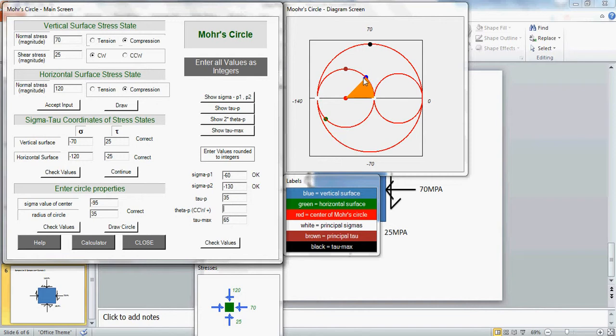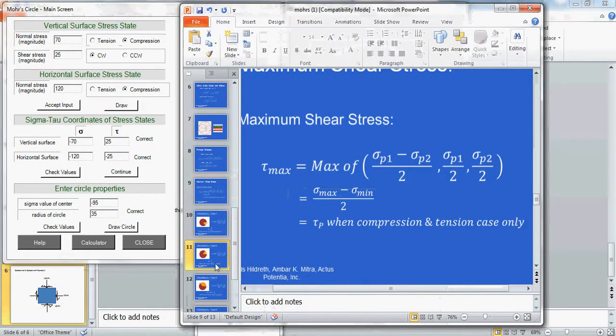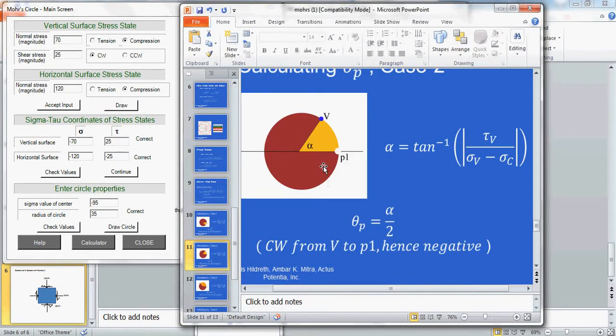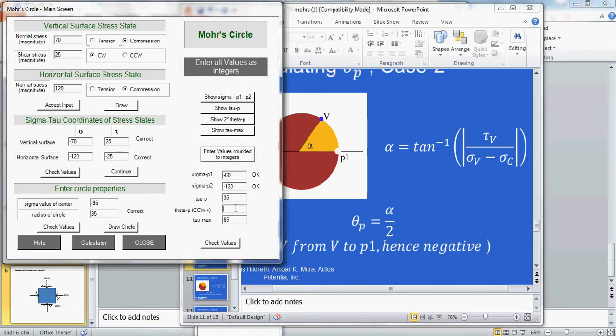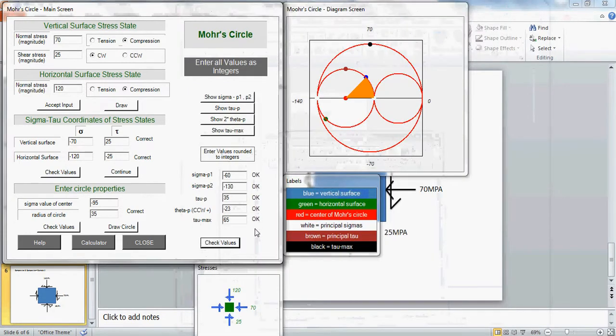Your theta P goes from the vertical point here down to your P1. That corresponds to this case here. And you can see because it's going clockwise towards the negative, it's going to be a negative angle. You should be able to calculate your theta P to come out to be negative 23. Round it up. Okay, that's it.